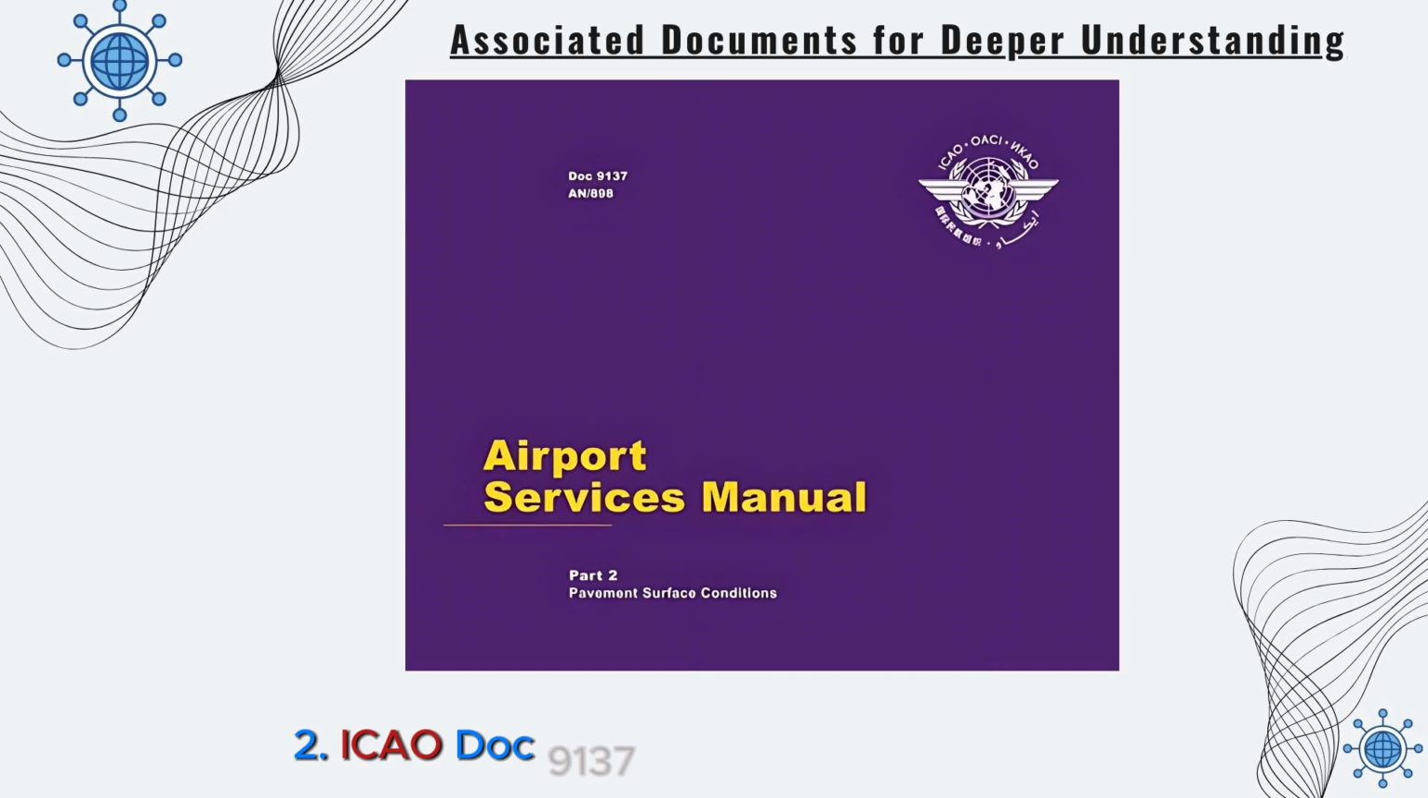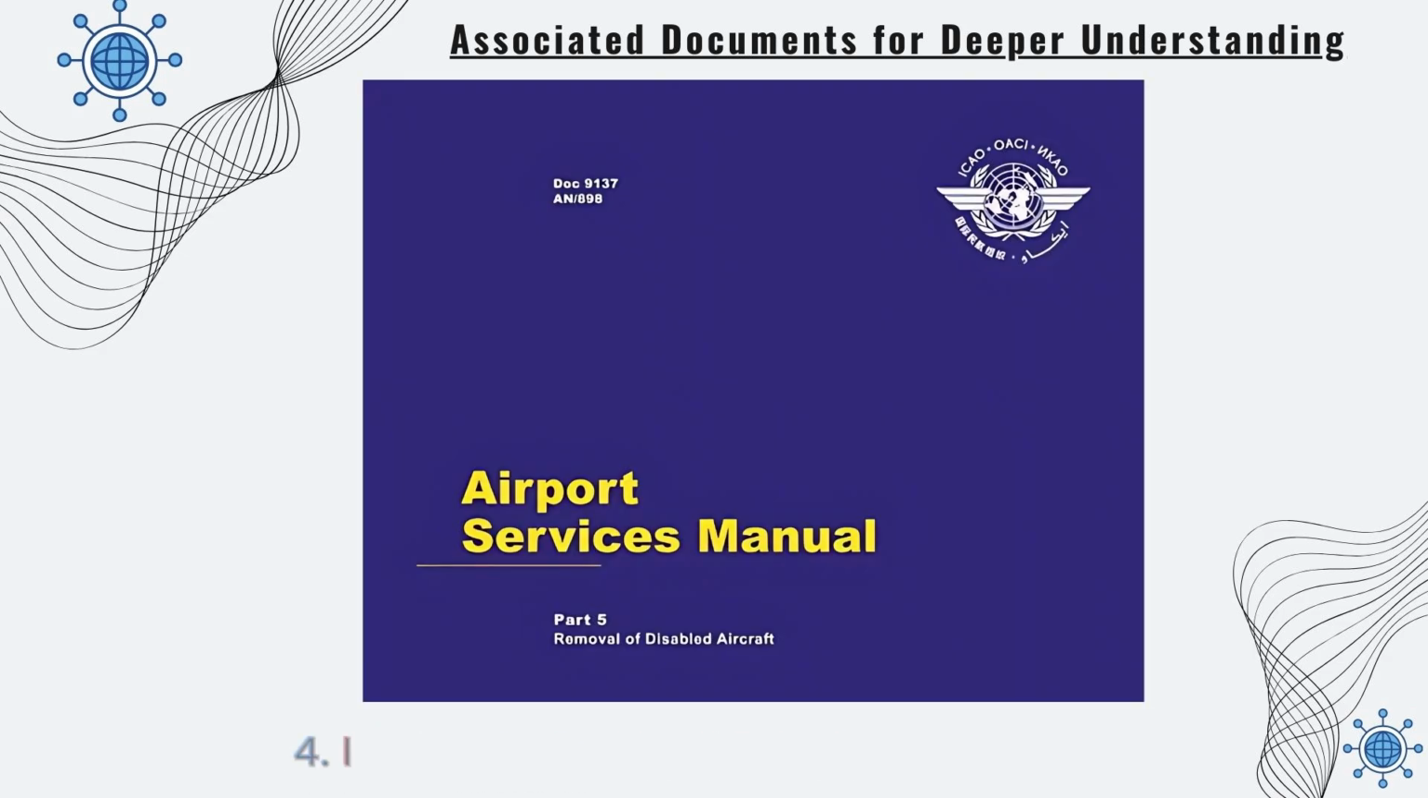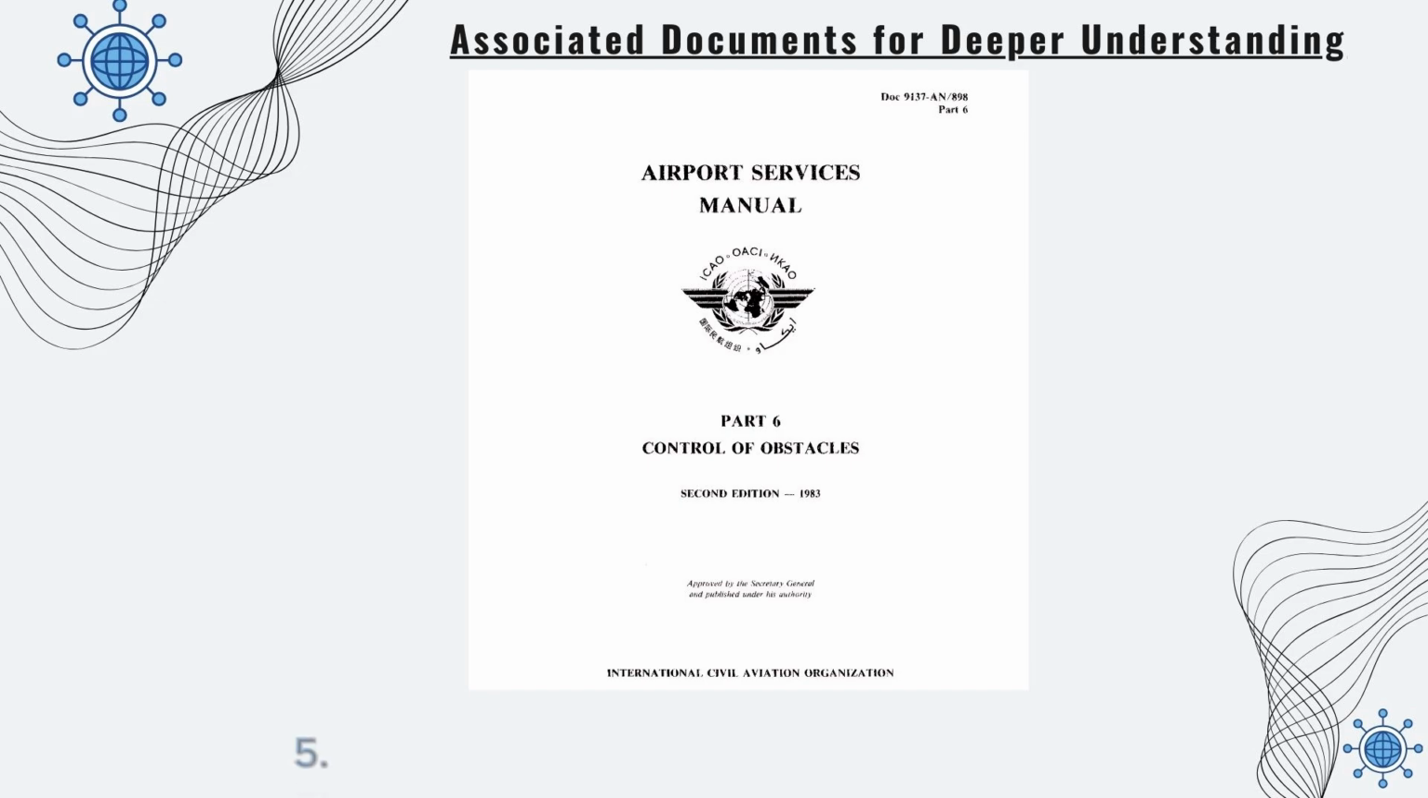2. ICAO Doc 9137, ASM Part 2, Pavement Surface Conditions. 3. ICAO Doc 9137, ASM Part 3, Wildlife Control and Reduction. 4. ICAO Doc 9137, ASM Part 5, Removal of Disabled Aircraft. 5. ICAO Doc 9137, ASM Part 6, Control of Obstacles.